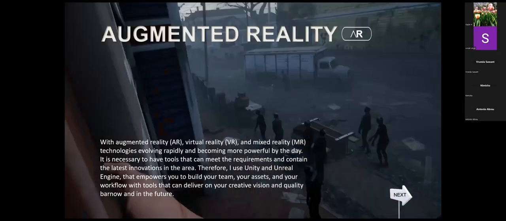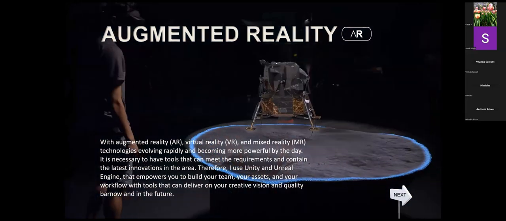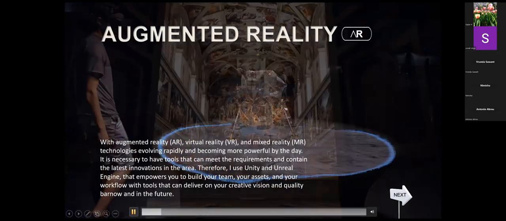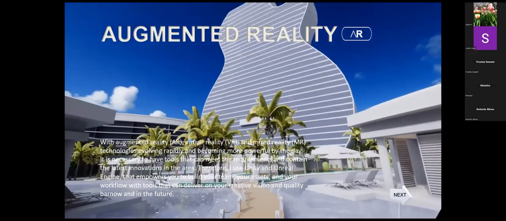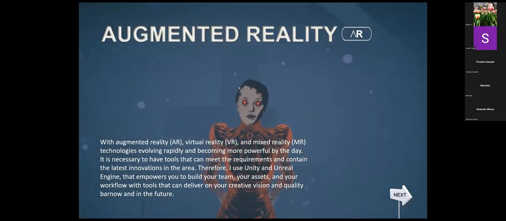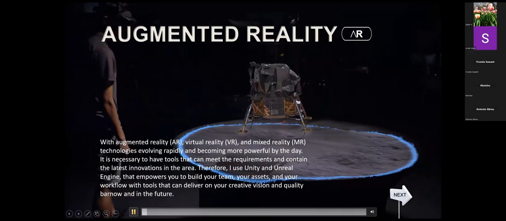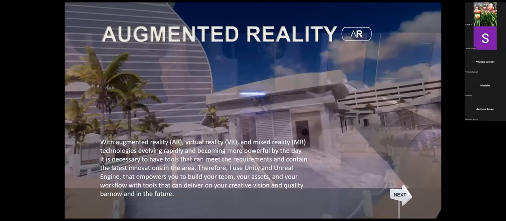So what I wanted to say here is I just wanted to summarize the topic of augmented reality that we discussed in the previous days. We started analyzing the difference between augmented reality and virtual and mixed reality. I'm summarizing what we said, mentioning that these are technologies evolving rapidly and becoming more powerful day by day. So it is necessary, as we will see in the days after, to have tools that meet the requirements and the latest innovation in the area.